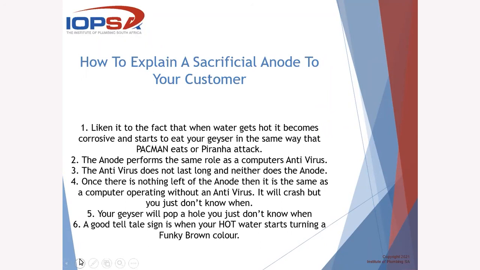Once there's nothing left of the anode, then it's the same as a computer operating without an antivirus. It will crash. The only thing is you don't know when. Today, tomorrow, next week, next month. Your geyser will pop a hole. You just don't know when. A good telltale sign is when your hot water starts turning that funky brown color. You get a call from a customer and they say, my hot water's discolored, it's brown. That's a good telltale sign that things are going wrong within that geyser.